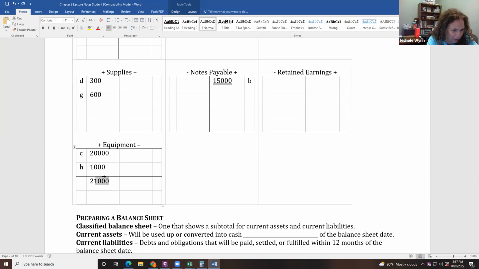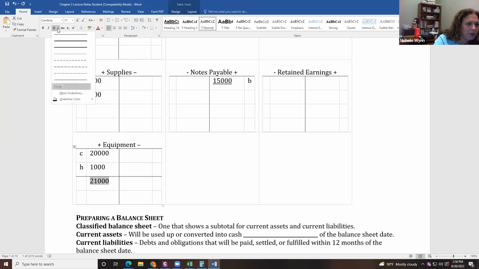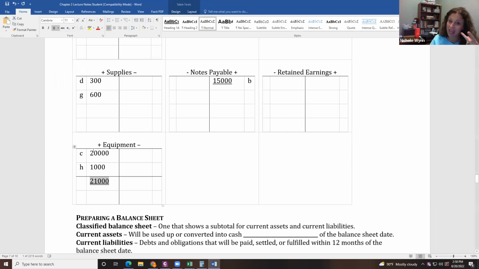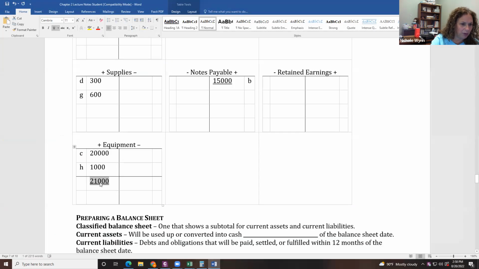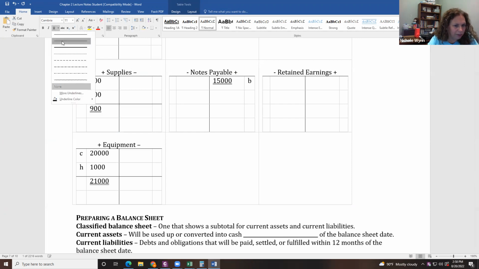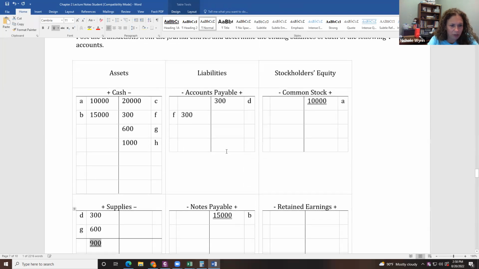And we all agree, you can see that it has two debits. If it has two debits of 20,000 and 1,000, then the balance is a debit balance of 21,000. Now keep in mind that the balance should always be on the positive side. So ADE have debit balances because the plus is on the debit side. Okay, so 21,000 there. Draw a line all the way across here. The balance here is 900. Give it a nice double underline because that's the answer. Nothing's in retained earnings, so I'm just going to leave it alone.